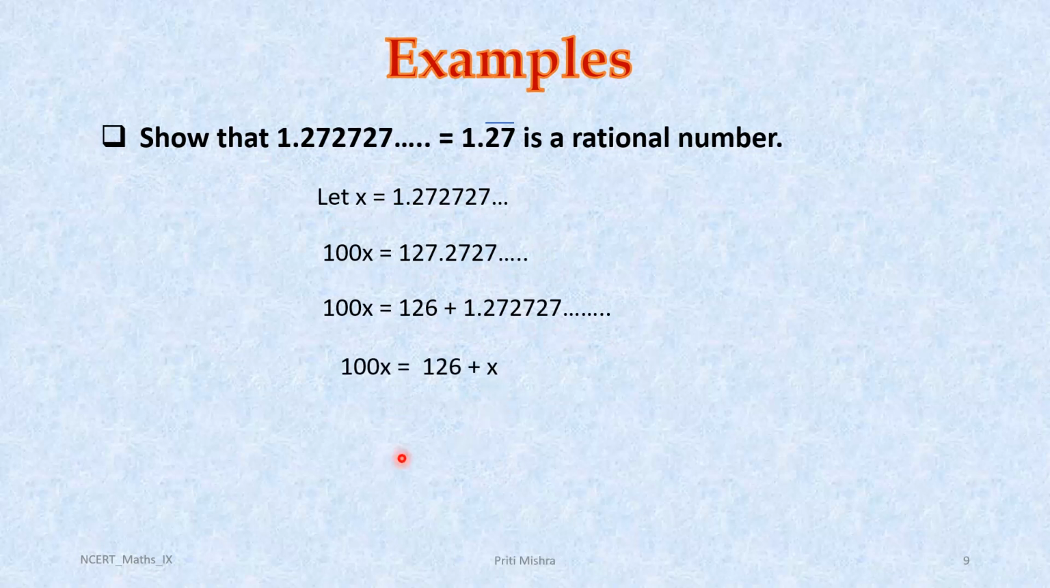Now this x will be shifted to the left hand side. So it will be 99x is equal to 126. Now the value of x is 126 upon 99, that is 14 by 11. So we have expressed this decimal expansion as a rational number.